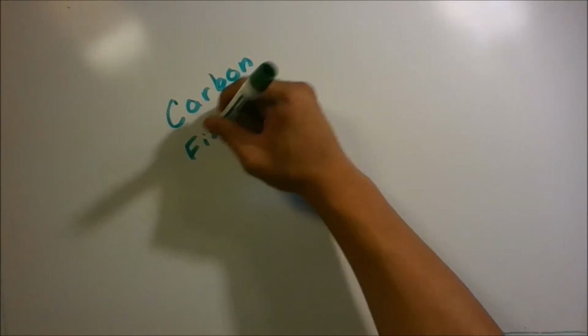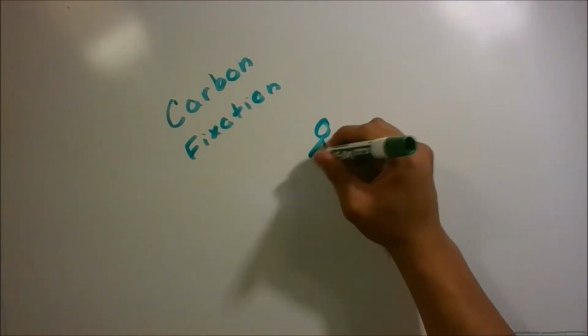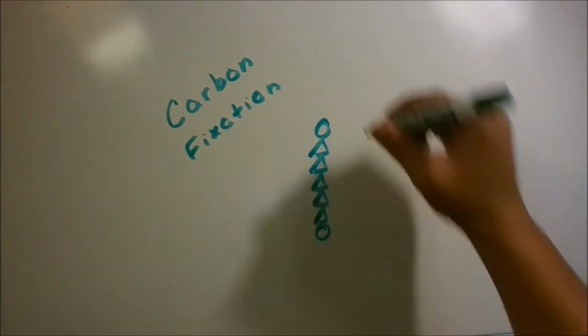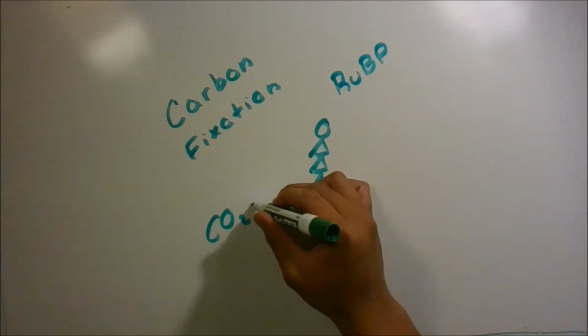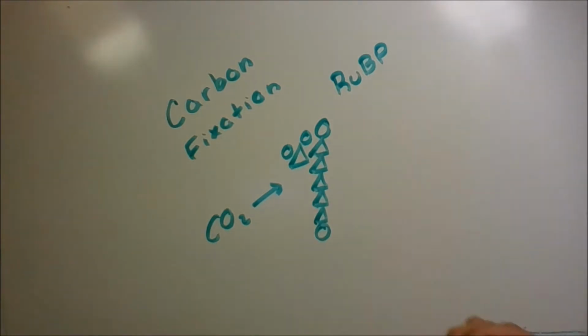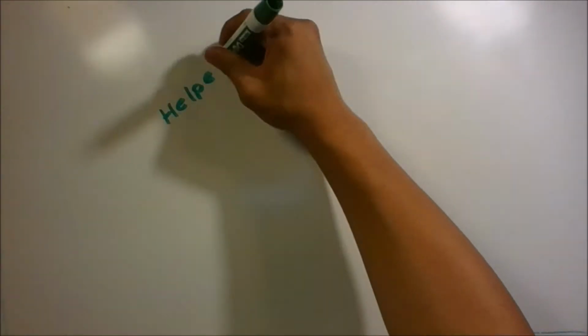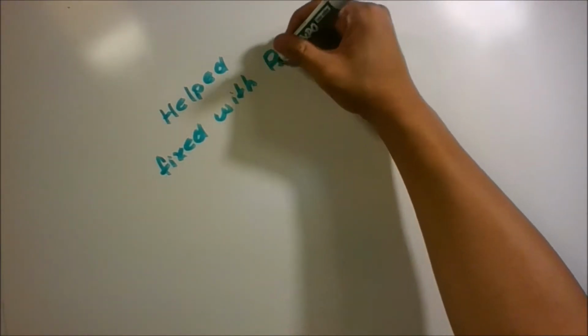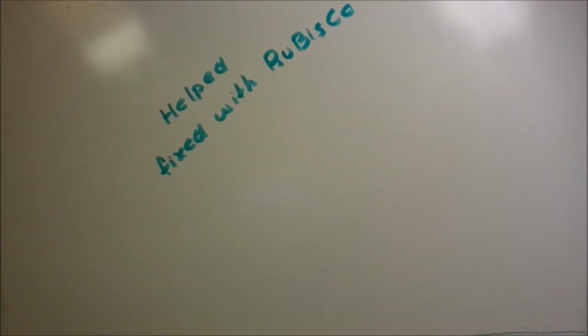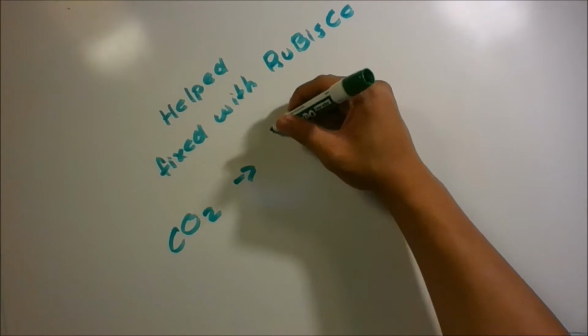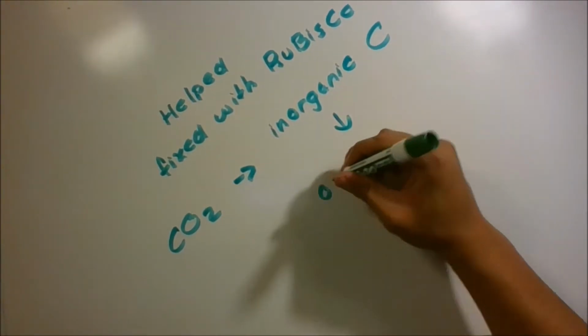cycle. The first step in the Calvin cycle is called carbon fixation, which fixes CO2 onto ribulose bisphosphate, otherwise known as RuBP, which can also be found throughout the chloroplast. This process is helped with the use of the enzyme called ribulose 1,5-bisphosphate carboxylase oxygenase, otherwise known as Rubisco. Rubisco takes in CO2 and converts inorganic carbon to organic carbon.